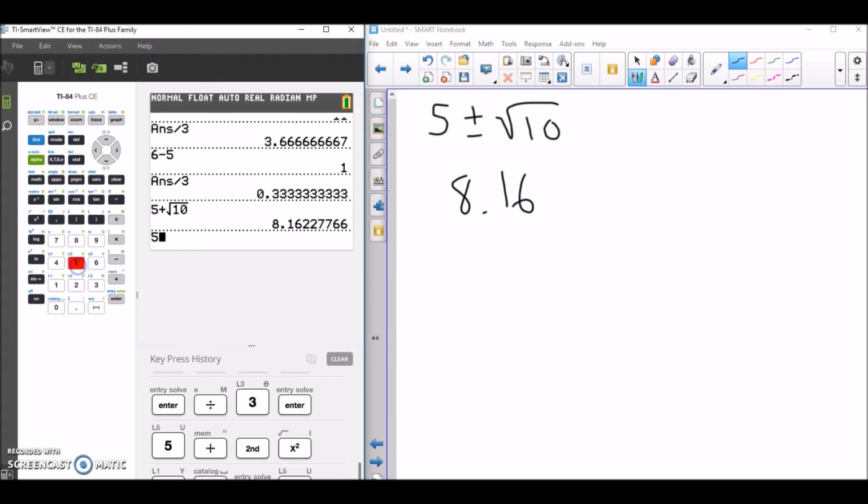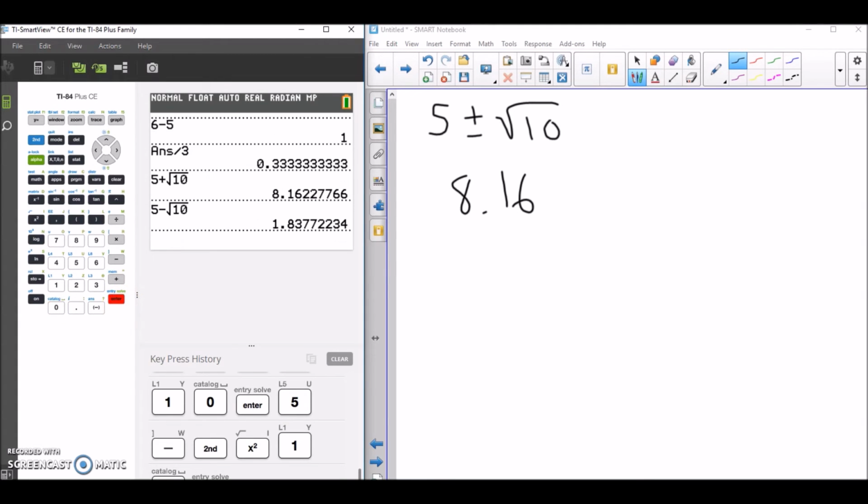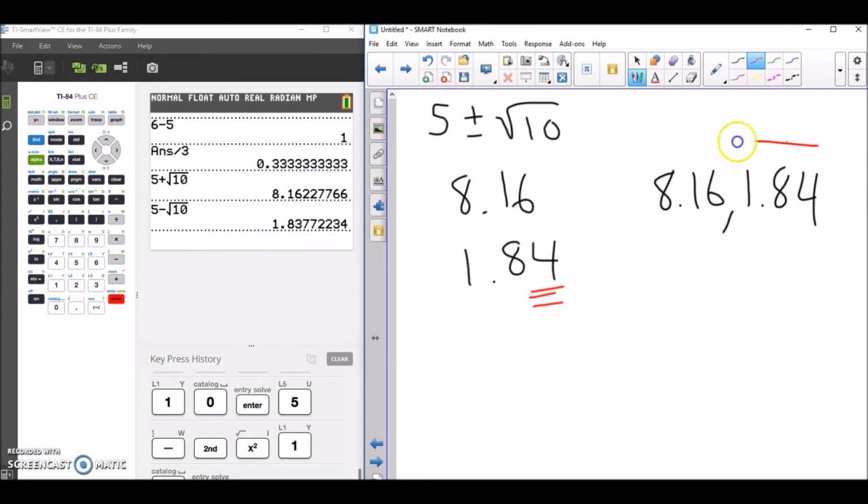And when I do the minus, 5 minus the square root of 10, I get 1.84. Be careful when you round. The 7 tells us that our 3 rounds up. So again, in Canvas, you would type 8.16, comma 1.84. No spaces. Larger number first.